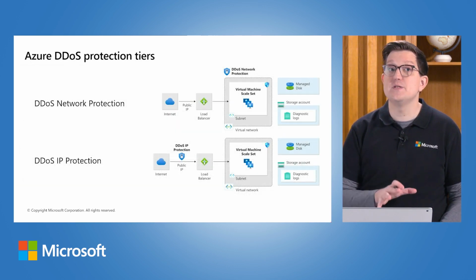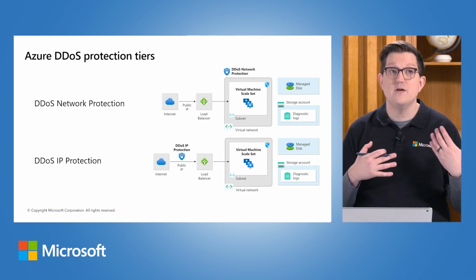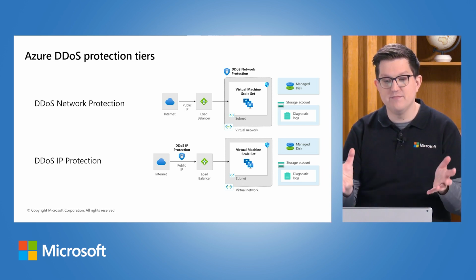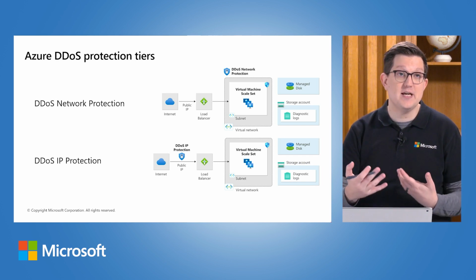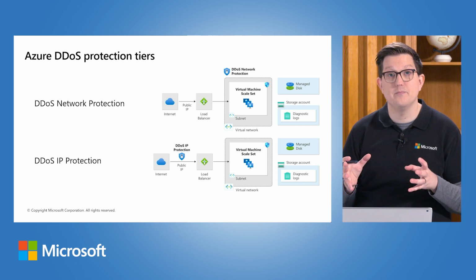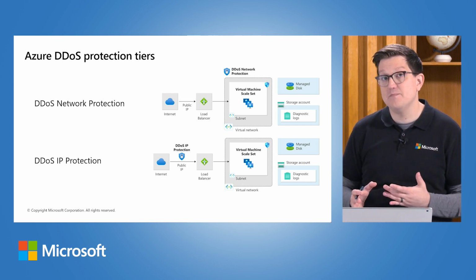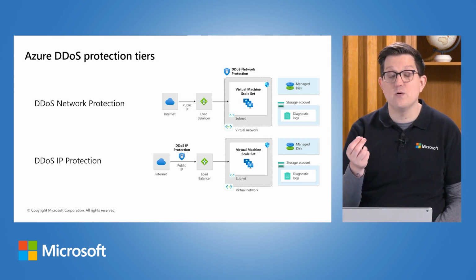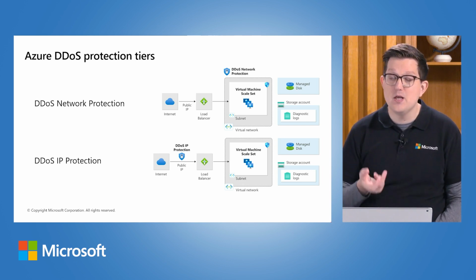Now, Azure DDoS Protection comes in two primary flavors. There is DDoS Network Protection. This is something we enable on an environment as a whole. Target a virtual network, enable it for protection, and you have volumetric protection on that network. The other kind is DDoS IP protection. This is where we are targeting a specific public IP in your environment and we are protecting that one IP.